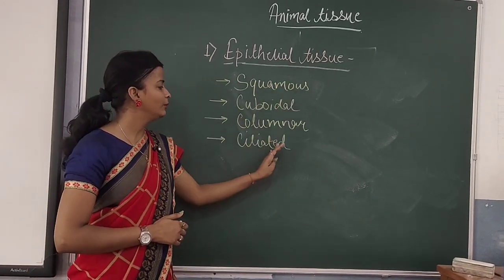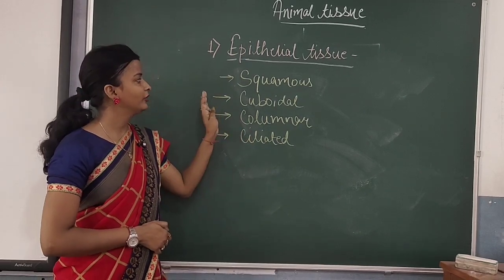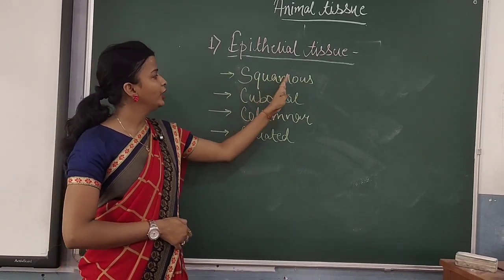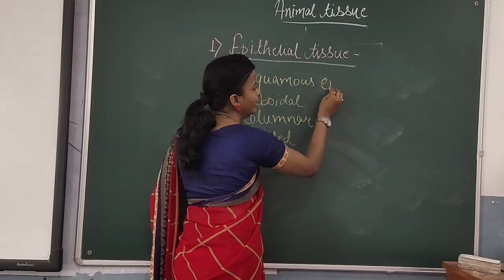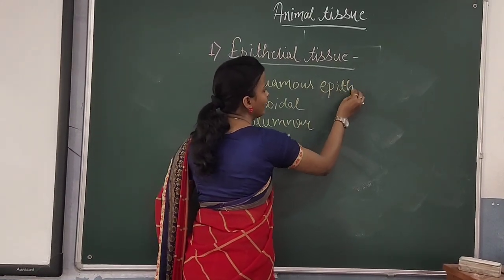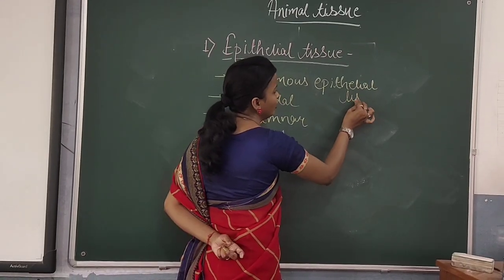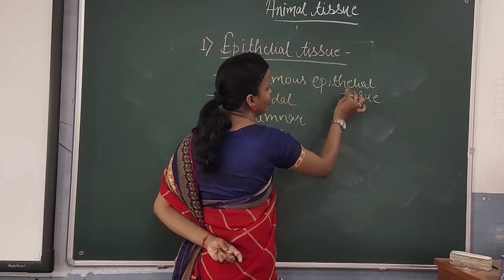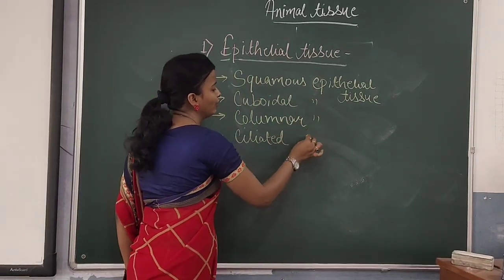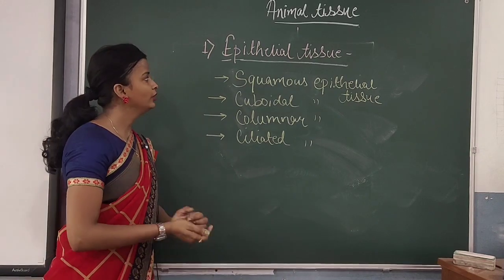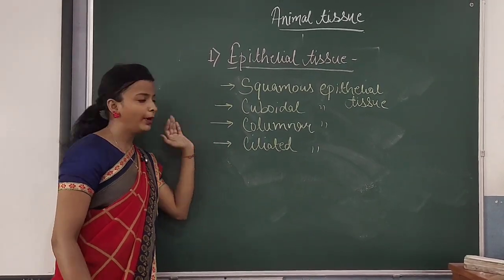Now why are these names framed? On the basis of their shapes. So let us discuss one by one, and you can write either squamous tissue or squamous epithelial tissue completely. It is up to you, both are correct. So it is up to you what you choose to write. So these are the 4 types of epithelial tissue. Now we will discuss them one by one.